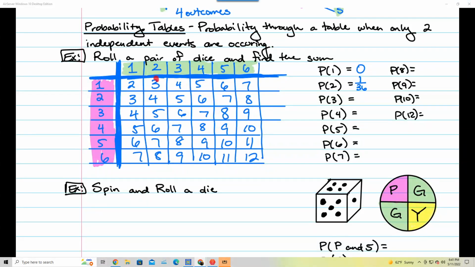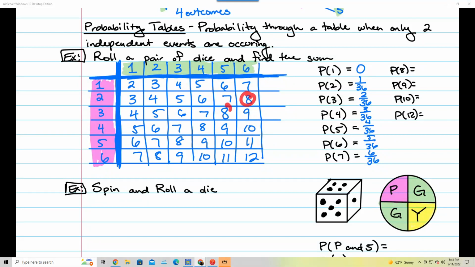How many 3s are there? Well, there's 2 ways of getting a 3. 2 out of 36. You can either roll a 3 with a 2 and a 1, or you can roll it with a 1 and a 2. The probability of rolling a 4 is 3 out of 36, and I'm going to go ahead and just start filling out the rest. 3 out of 36, 4 out of 36, 5 out of 36, 6 out of 36, and you would think it's 7 out of 36, but it's not.